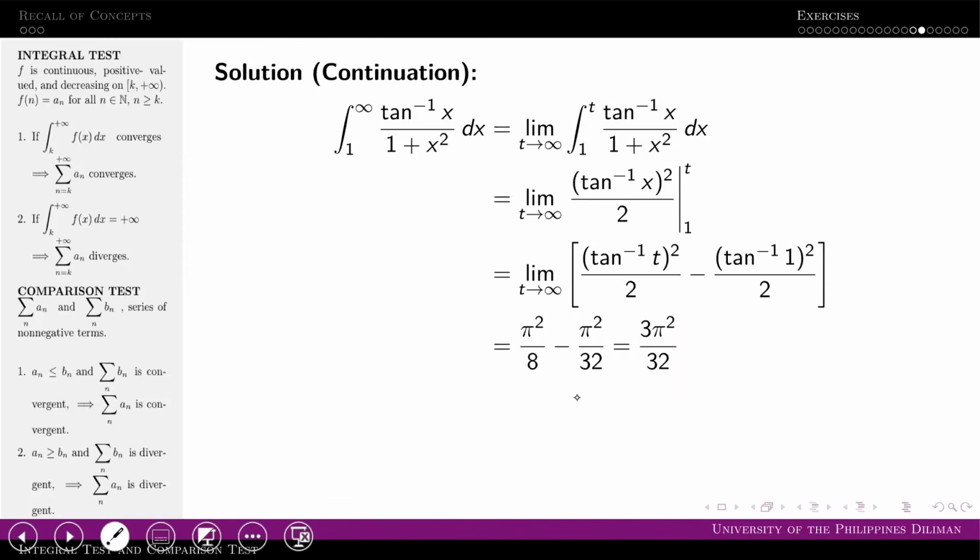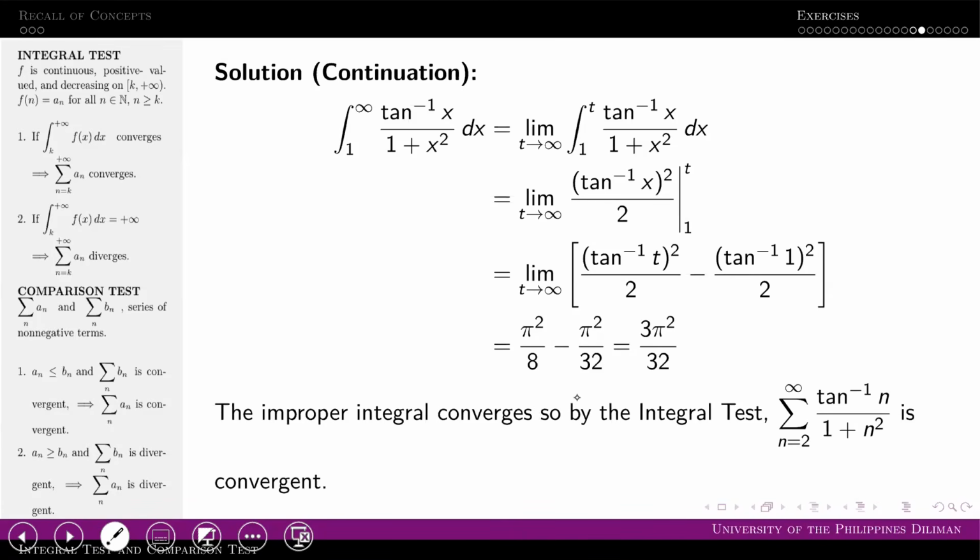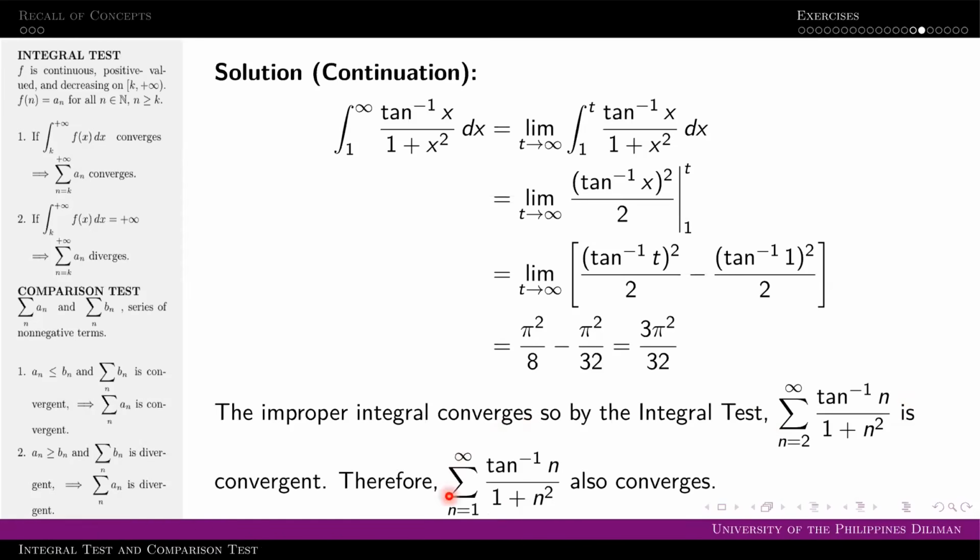So yung improper integral natin nagko-converge, which is case 1 ng integral test, and so we can conclude na ito ay convergent, itong series na to. Pero ang given series natin, original, ay from 1 to infinity, but it also converges. Okay? So we can move on now to exercise 7.